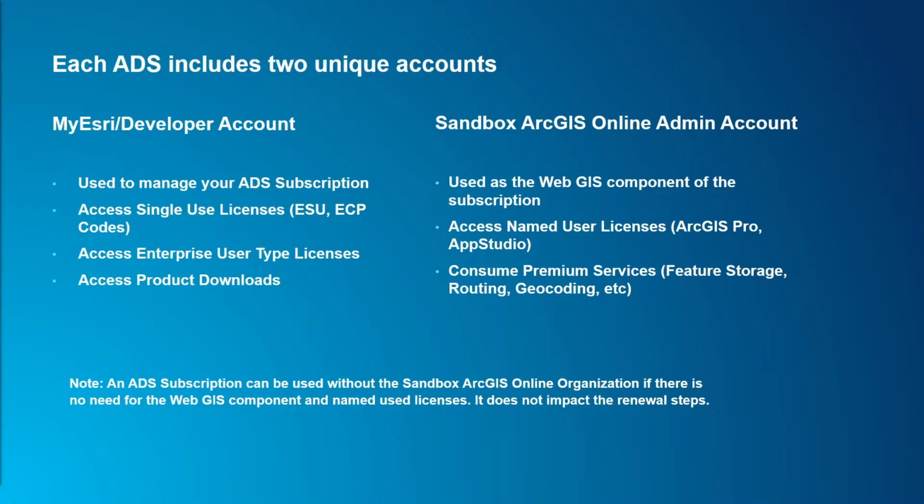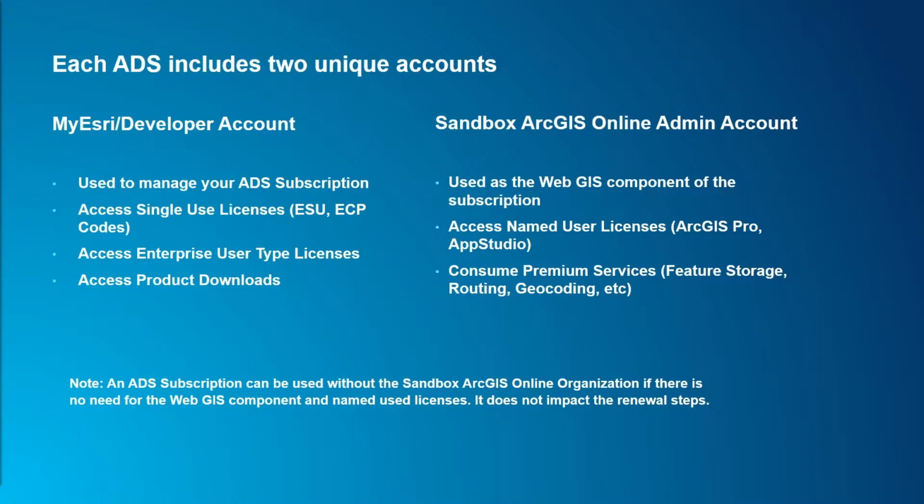Each ADS has two accounts. The first one, which is required, is your developer account or your My Esri account. This user is used to manage the subscription itself in My Esri. It is also used to access your subscription's single-use licenses, so your ESU or your ECP codes. It's also used to access your enterprise user type licenses for your enterprise deployment, and it also gives you access to your product downloads.